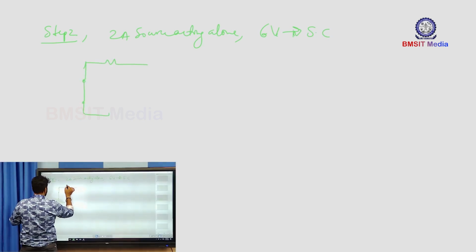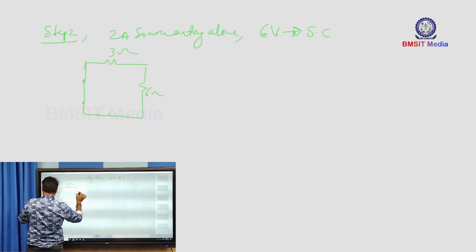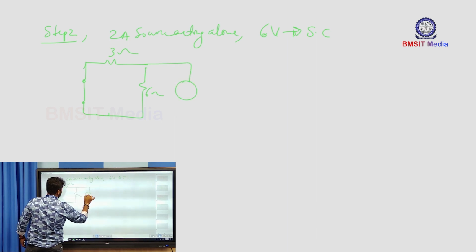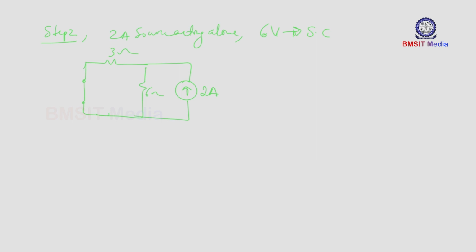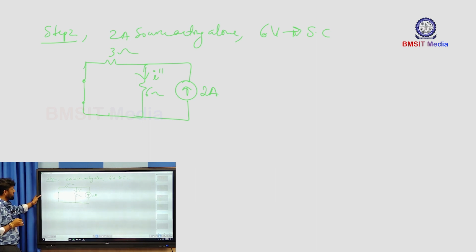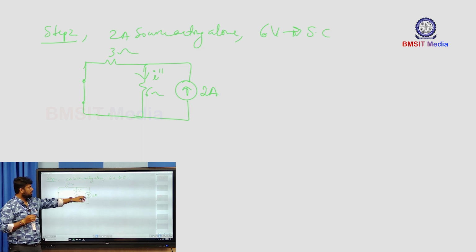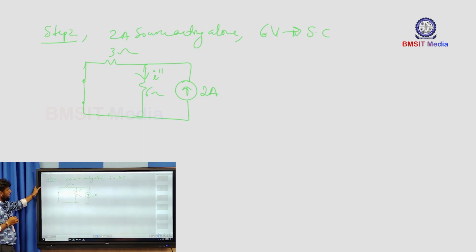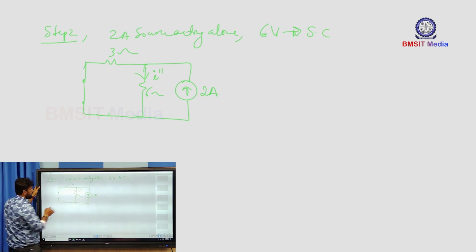So, this is the network, a 3 ohm, a 6 ohm, and we have a 2 ampere current source. Now I will call the response in this branch, we need to find out, I will just call it I double dash. So, what does I double dash represent here? It is the response, or the current that flows through the 6 ohm resistance in presence of the 2 ampere current source alone.